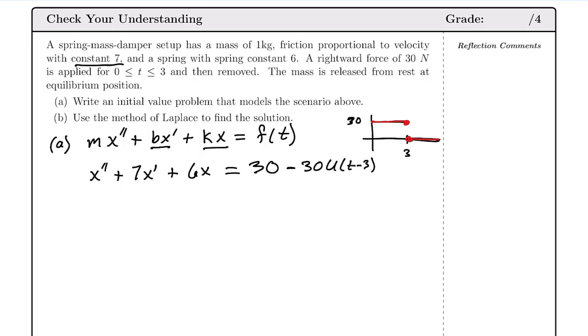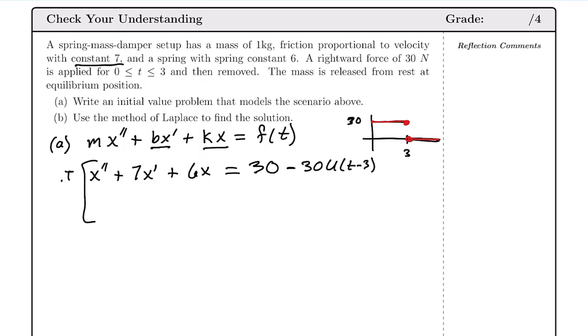So starting at 3 seconds, this goes from 0 to 1. When this becomes 1, 1 times 30 is 30. 30 minus 30 is 0. So this starts at 0, which means we're at 30. Then at 3 seconds, this jumps up to 1, which means 30 minus 30 is 0. So the unit step function gives us the forcing term that they're asking for. And that's a differential equation.